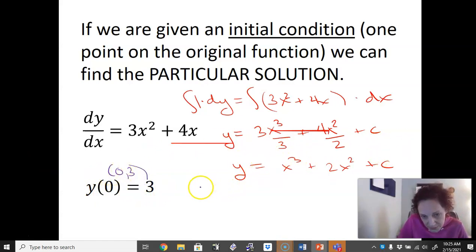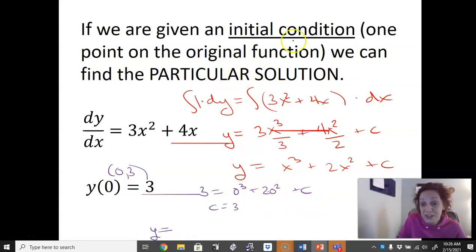So all I have to do is come over here and say, okay, well, when y is 3, x is 0, so that means c must be 3. So my final answer here, what we called our particular solution, is x cubed plus 2x squared plus 3.